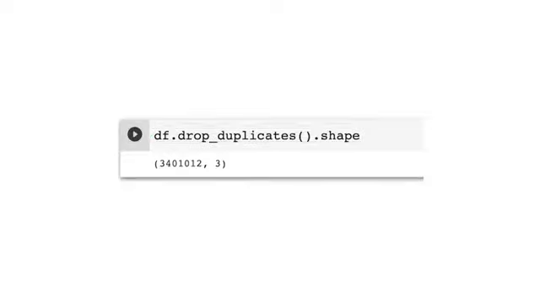We'll use a function for finding any duplicates. When we enter df.drop_duplicates with an empty argument field followed by .shape, the notebook will return the number of rows and columns remaining after duplicates are removed. Because this returns the same exact number as our shape function, we know there are no duplicate values.